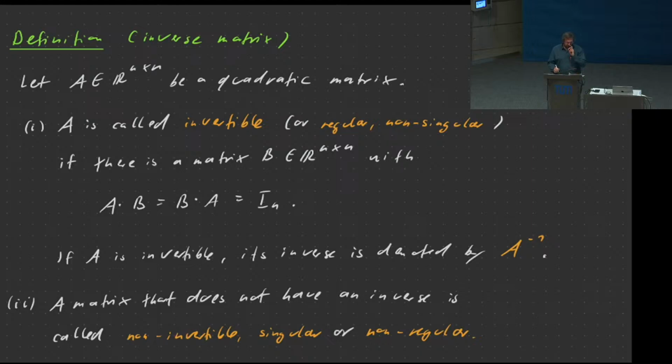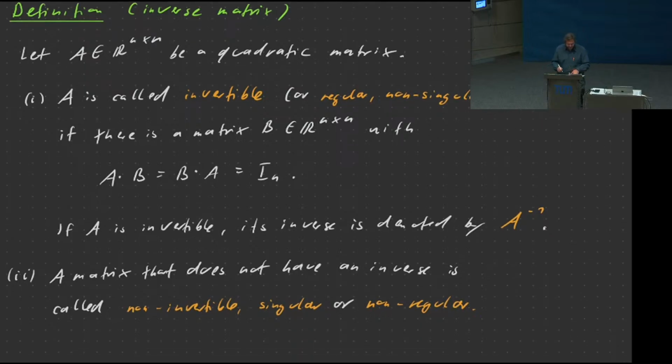Instead of invertible, you will often encounter the words regular or non-singular. That means the same thing. A matrix is invertible or regular or non-singular. And the opposite of that is a matrix that is not invertible or singular or non-regular. Again, those three mean the same thing. It's just different terminology. Depending on which book you read, you'll encounter one or possibly all three of those.